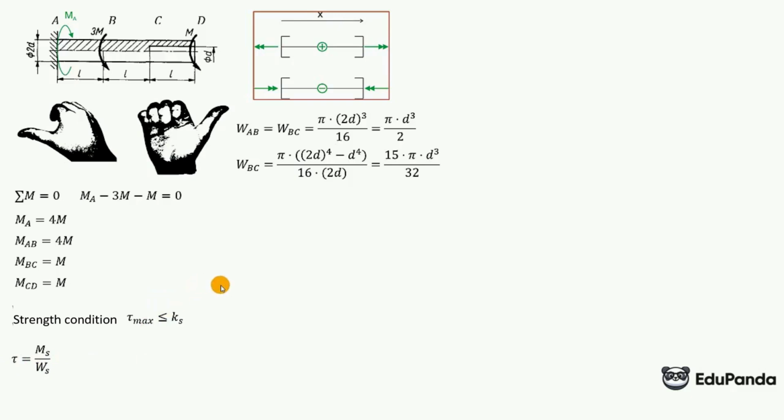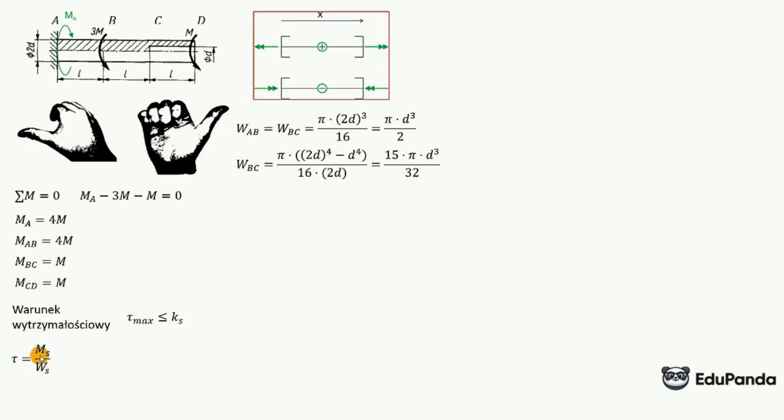Now we need to consider, because what we are interested in are the maximum shear stresses, right? Strength condition. So we want to determine where the maximum shear stresses are located. Let's think about it. What do the stresses depend on in general? On the twisting moment and the indicator of twisting strength. So the larger the moment, the larger the stresses. The smaller the indicator, the larger the stresses too. Or the larger the indicator, the smaller the stresses.